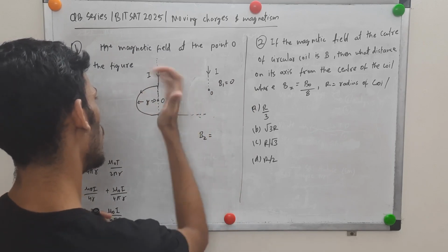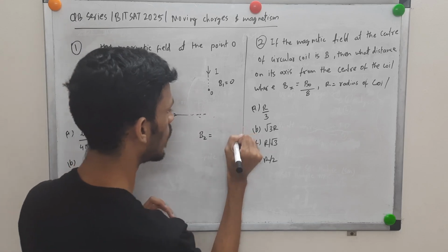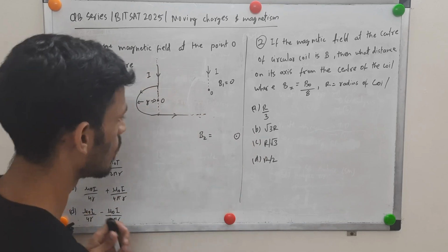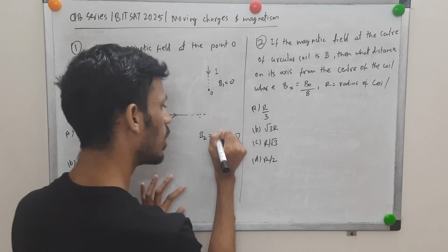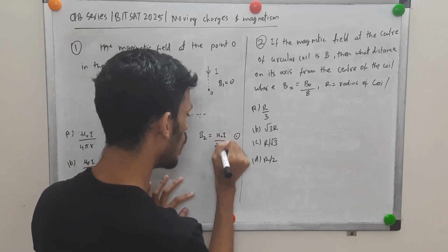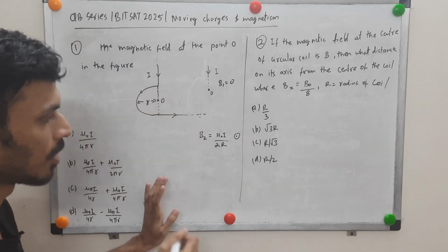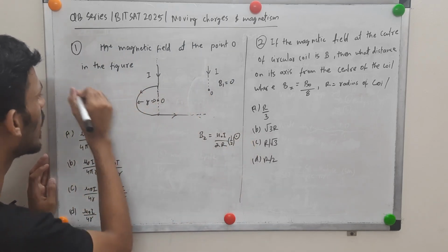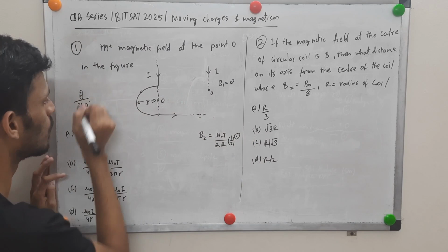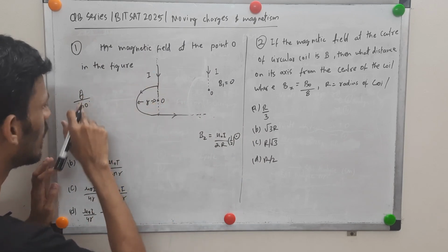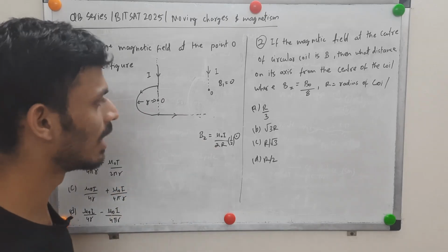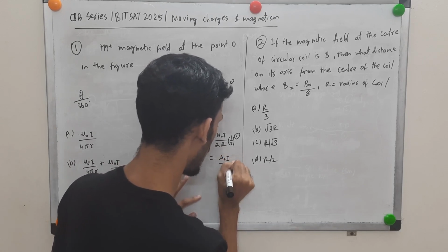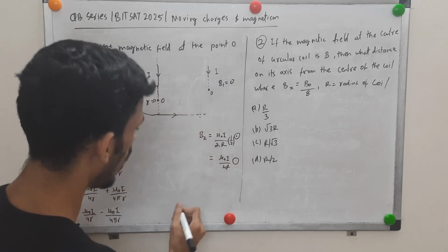Let's come to B2. What happens to B2? The direction will be outward towards you, since the current is like this. And what is the magnetic field due to a circular coil? It is mu 0 I upon 2r. But here it is a half circular arc, so you divide it by half. If you have some theta angle, you can divide it by 360. In this case it was 180, so 180 divided by 360 is half. Or you can see it is a semicircle, so half. So mu 0 I upon 4r is the magnetic field, in the outward direction.